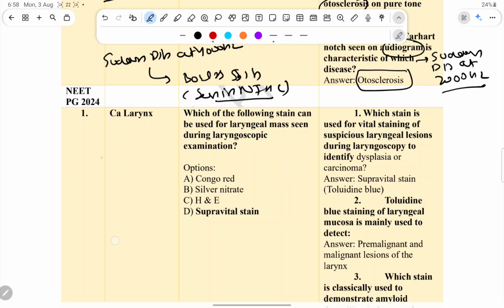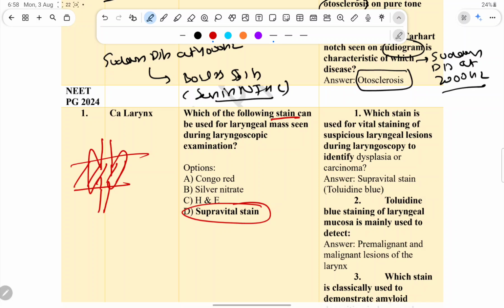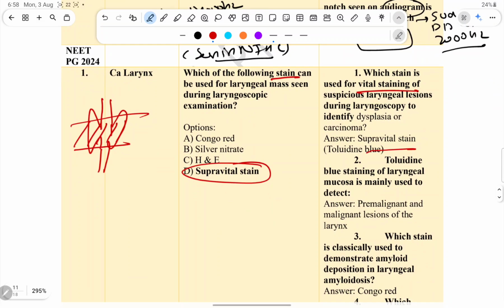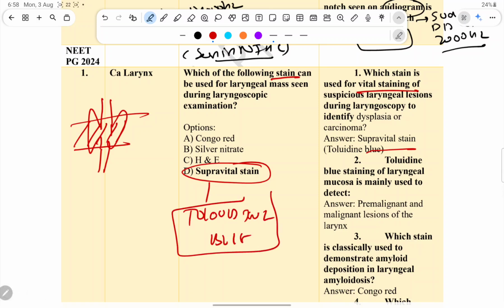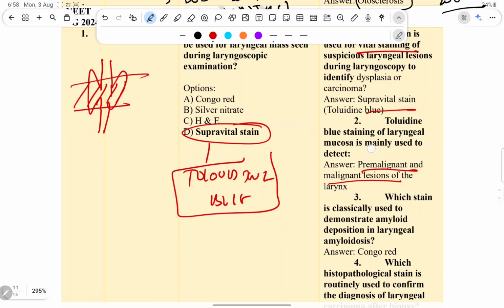Let's mark the question. So we have this glottis, which is the most important part. Which of the following stains can be used for a laryngeal mass seen on laryngoscopy? It is a supravital stain which helps in distinguishing. Which stain is used for vital staining? It is toluidine blue. Toluidine blue staining of laryngeal mucosa is mainly used to detect both pre-malignant and malignant lesions.